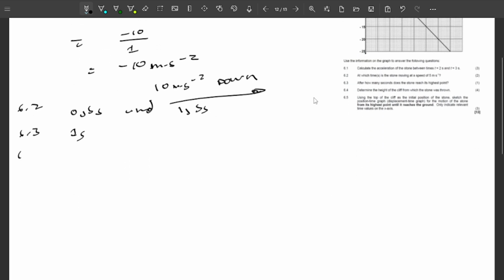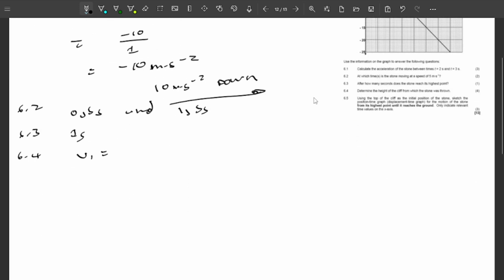Now, let's move to 6.4. Determine the height of the cliff from which the stone was thrown. So they want you to determine the height of the cliff. How can you do that? Now you know the initial velocity, your V initial is 10. You have that one, right? And let's see, what else do you need?